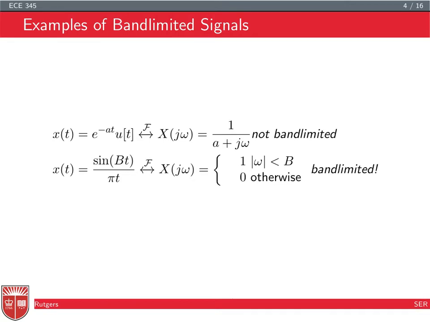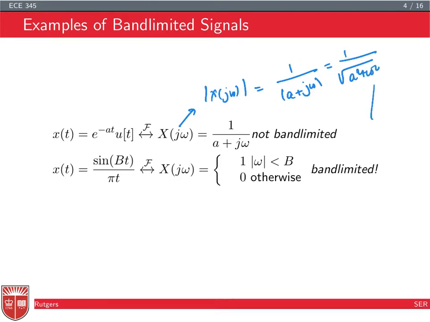Let's take some examples in the time domain. Take x of t equal to e to the minus at u of t. We did lots of these examples with the different types of transforms. The CTFT of it, X of j omega, is 1 over a plus j omega. If you take the magnitude of it, it's going to be 1 over the magnitude of a plus j omega, which is 1 over the square root of a squared plus omega squared, and you know that this is not bandwidth limited. It's going to look something like this.